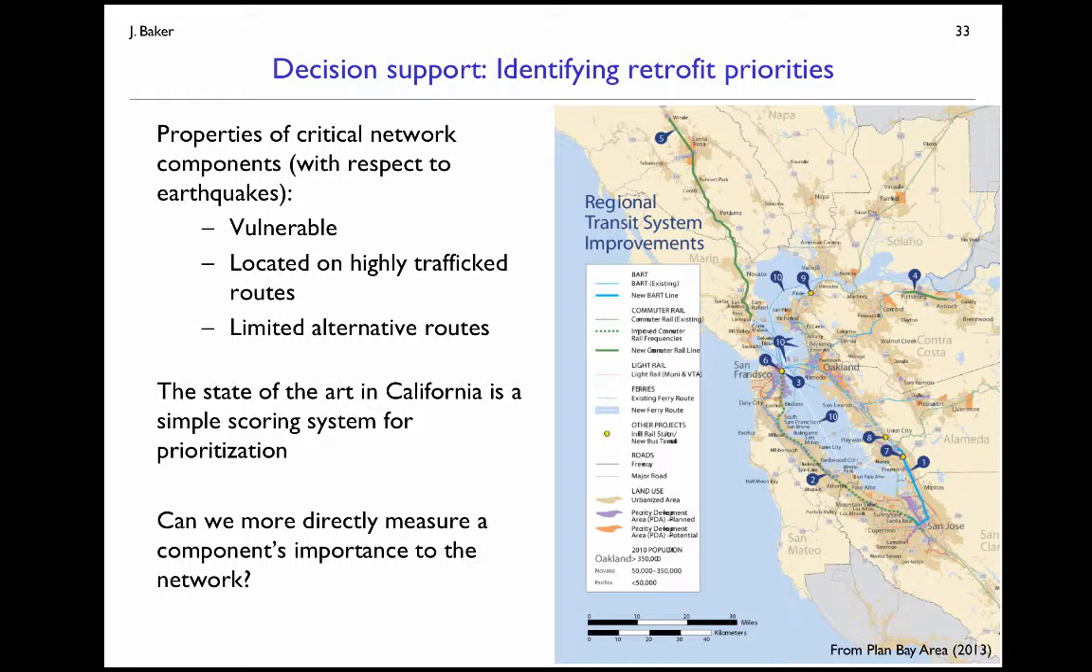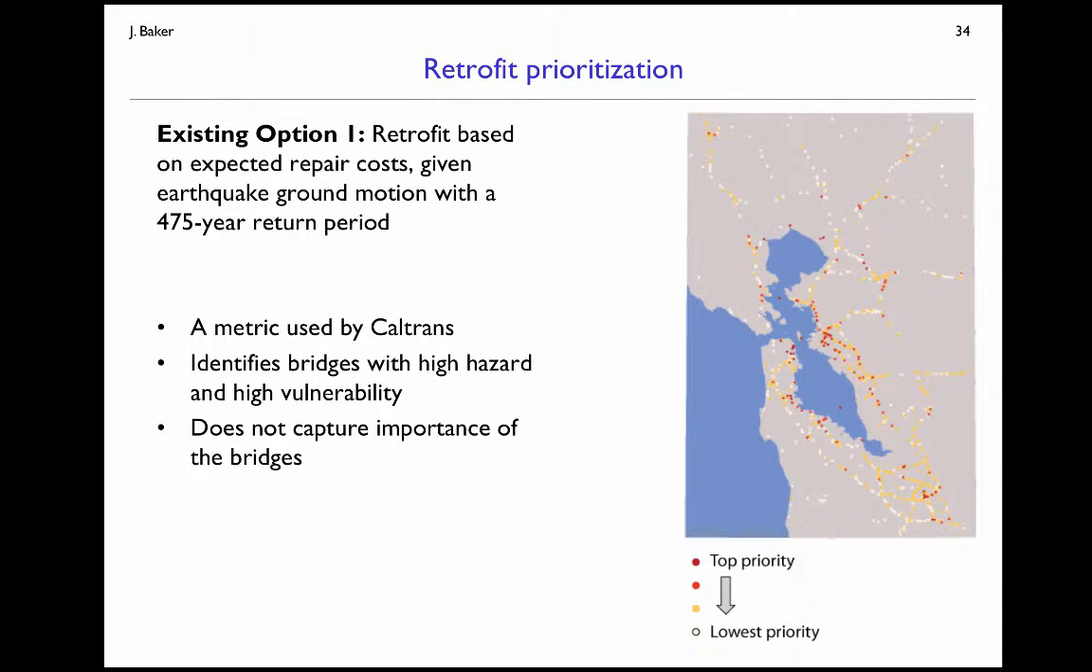So currently what's done is those types of factors and others are considered in the scoring system for prioritization, and you just add points associated, when there's features of a component that are important for these types of decision making, and then that scoring system is used to rank components for upgrade. And our question here was, if we're going to do this full risk analysis, can we more directly measure the component's importance to the network just directly out of this type of analysis, rather than having to do some sort of a heuristic scoring system? And so let me tell you just for a couple minutes about this thinking. This is some ongoing work.